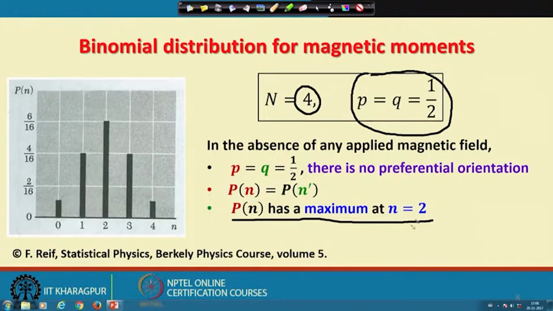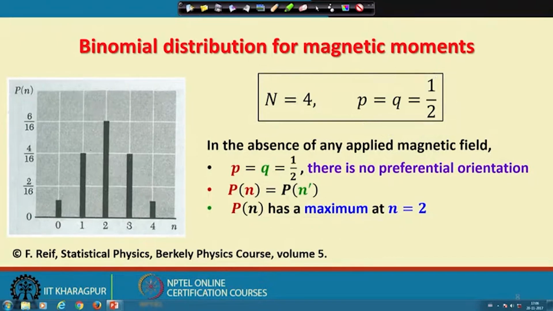We will see the consequence of all these observations later, but now the question that I want to pose is, whenever you are studying a system of spin-half particles, what is it that you measure?